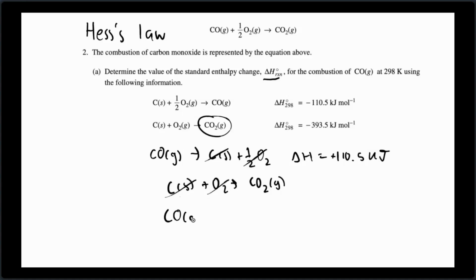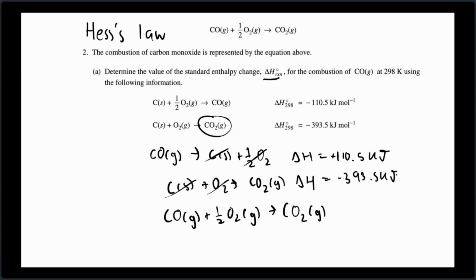So our final equation will mirror the equation above, and that means we did well. We solved the puzzle. I forgot to label this, but our standard enthalpy is going to be negative 393.5 kilojoules, since we're keeping that the same. If you solve that, you will get negative 283 kilojoules as your answer for the combustion of carbon monoxide. So there's your answer right there.